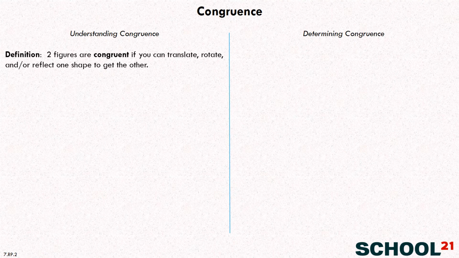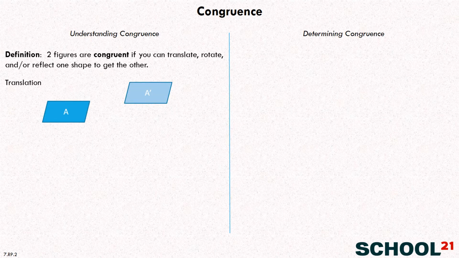Okay, so first let's define what congruence means. Two figures are congruent if you can translate, rotate, and/or reflect one shape to get the other. So these are some of our transformations. Notice that we didn't say dilate here. So it's only translating, rotating, and reflecting. Let's remind ourselves what those things are.